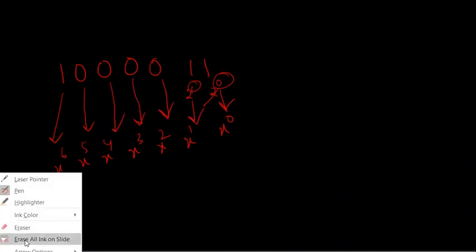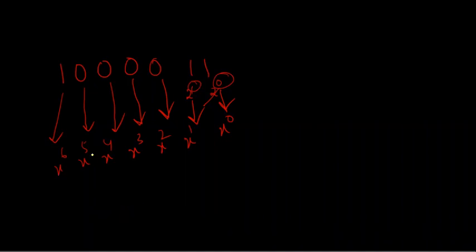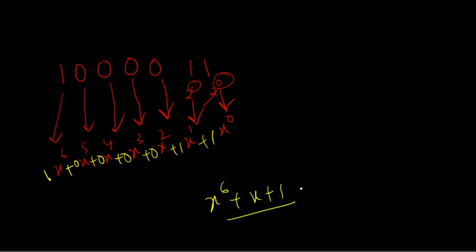Okay. Now, one more thing to be understood is the coefficient. In this case, what should be the coefficient? Since we have a 1 over here, it will be 1x power 6 plus 0x power 5 plus 0x power 4 plus 0x power 3 plus 0x square plus 1x power 1 plus 1x power 0. So it is basically written as x power 6 plus x plus 1. So this is the polynomial notation of this binary pattern.